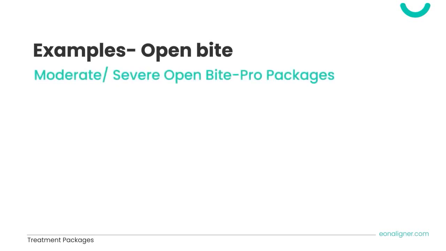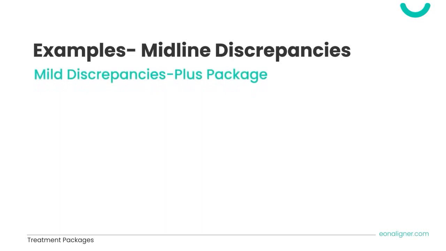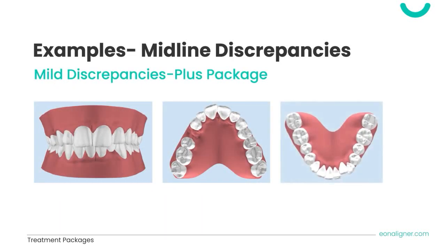Here is a more advanced open bite case, where treatment required extrusion of upper and lower front teeth to achieve proper overbite. Next is midline discrepancies. When a very minimal shift of less than 1 millimeter is present, a plus package can be sufficient to achieve midline correction, with some IPR to create space and front teeth movement, of course, if other combined movements are minimal as well.